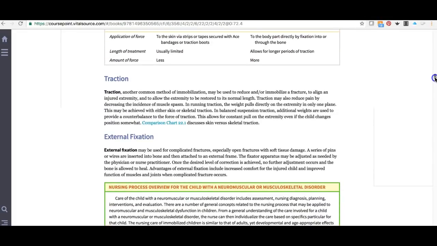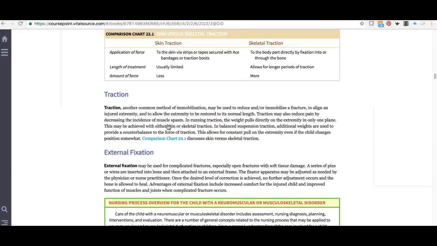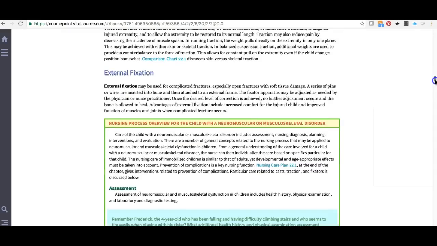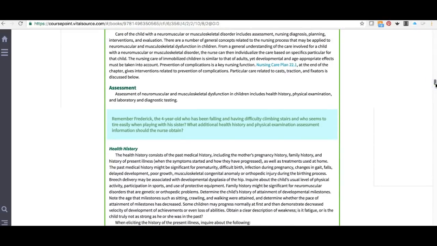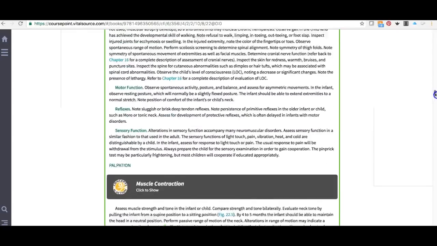All right, traction. This lists the information about traction. However, the chart is over here. See if we can click to the chart, or we've got to manipulate our way to the chart. We can do that. All right, going along, going along.